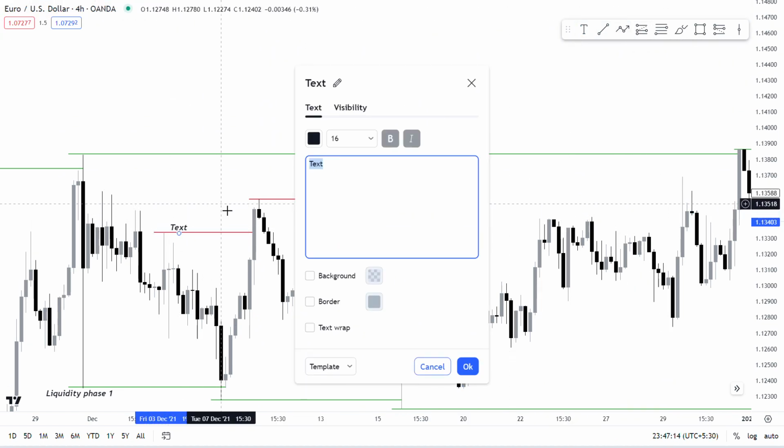Because if you know these liquidity concepts, you can understand where to take the trades and what's the next move gonna happen, which liquidity is taken. It's very simple to understand.